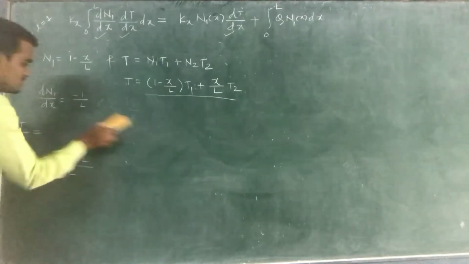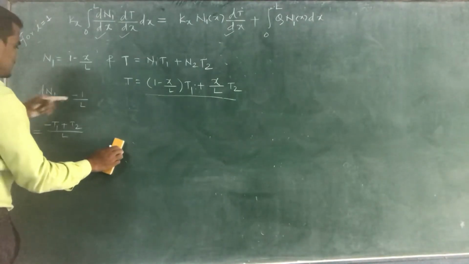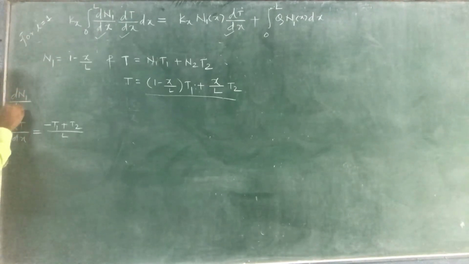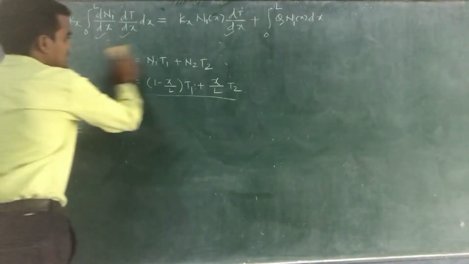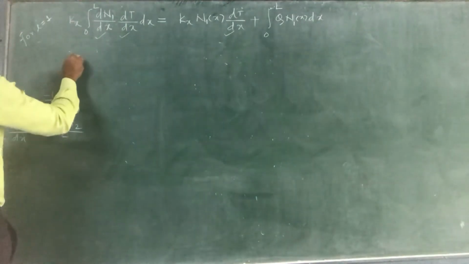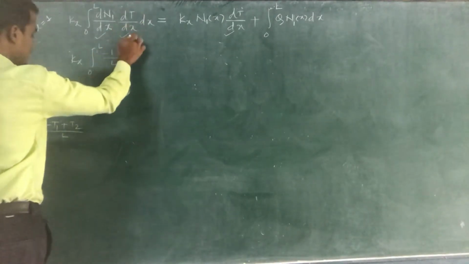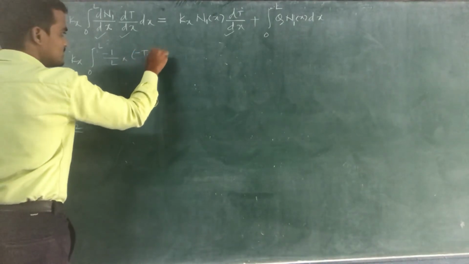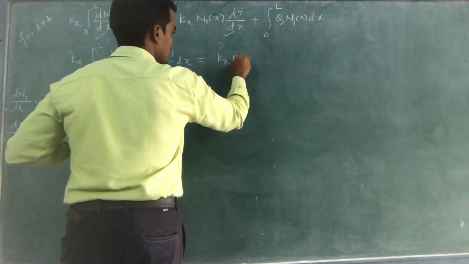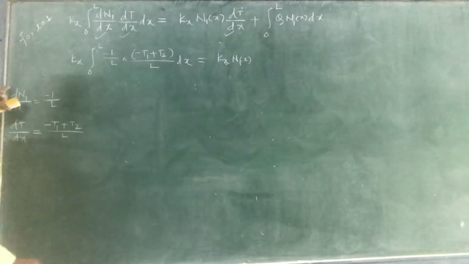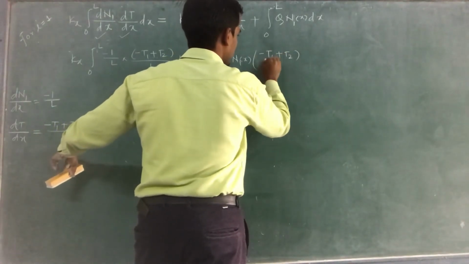So finally dT/dx will become minus T1 plus T2 divided by L, and dN1/dx is minus 1 by L. Now if we put these two values into this equation, we will get k times integration 0 to L of dN1/dx, which is minus 1 by L, into dT/dx, which is minus T1 plus T2 divided by L, dx, is equal to k times N1(x) into dT/dx, which is minus T1 plus T2 divided by L.